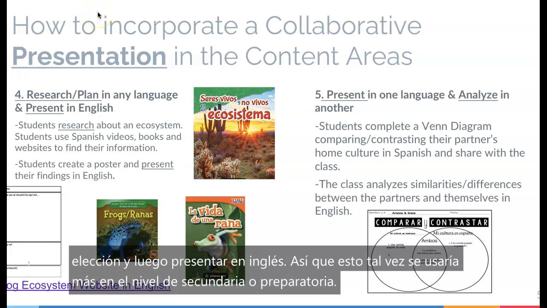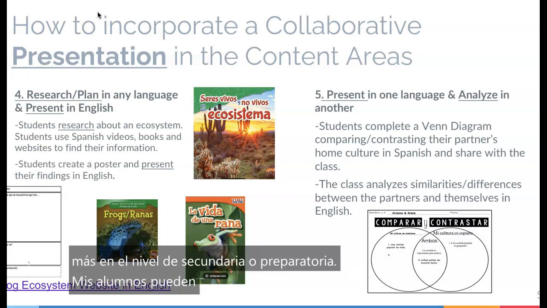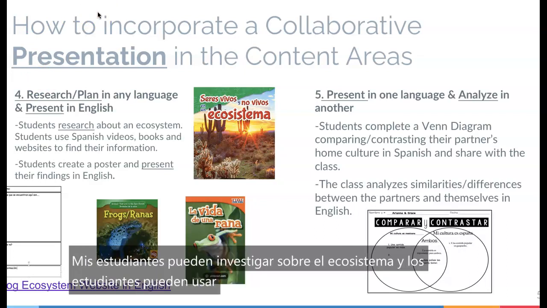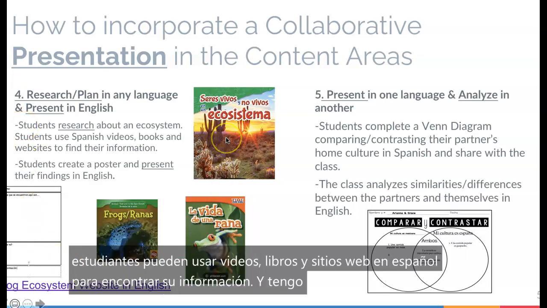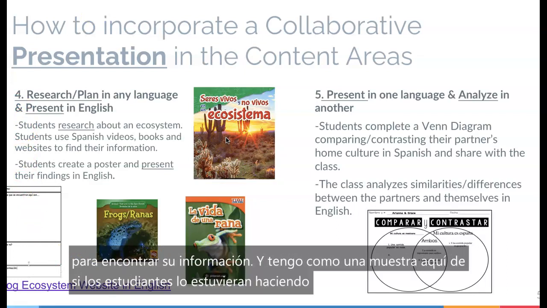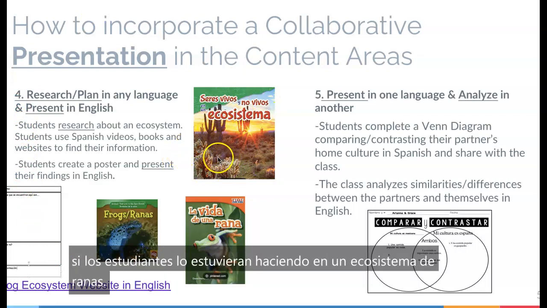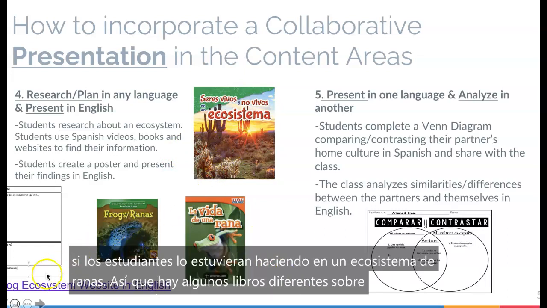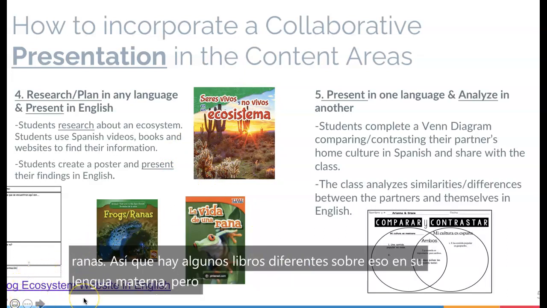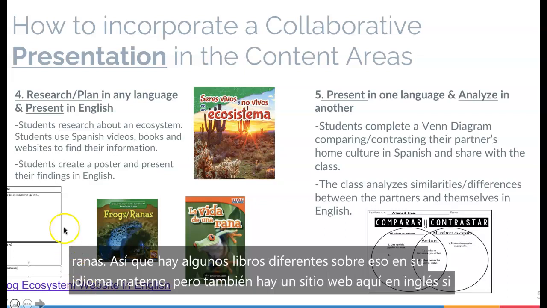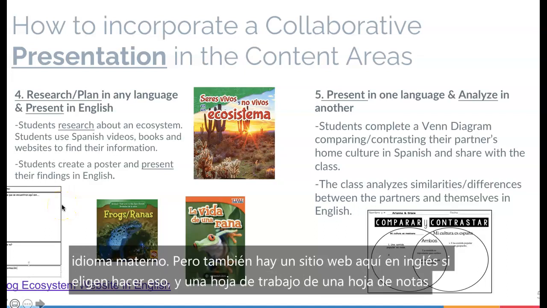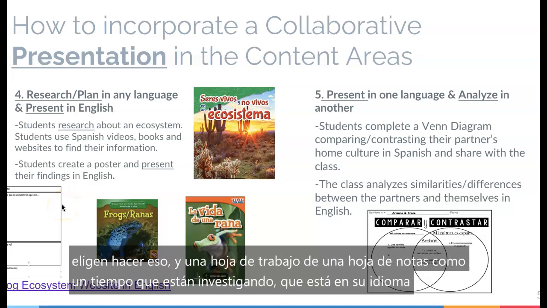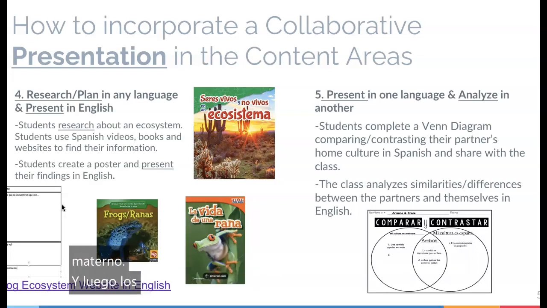But students can research about an ecosystem, and the students can use Spanish videos, books, and websites to find their information. And I have like a sample here of if students were doing it on a frog's ecosystem. So there's a few different books on that in their home language, but there's also a website here in English if they choose to do that, and a note sheet, like while they're researching, that's in their home language as well. And then afterwards, students would work together and present this information in English to the class.